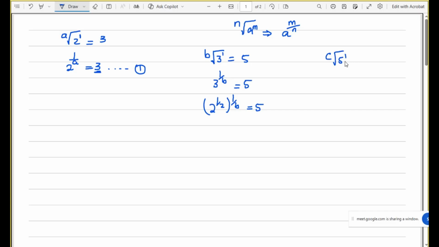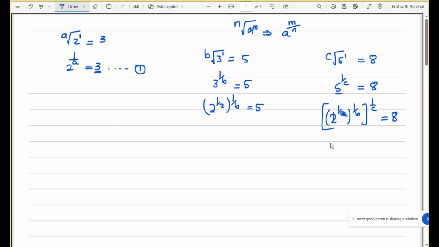Nice. Then the next one, it's the c-th root of 5. We know that this is 5 to the power 1 over c, and this is equal to 8. But we know what 5 equals. So where there's 5, I'm just going to substitute 2 to the power 1 over 2, close the bracket, then to the power 1 over b, and then everything is to the power 1 over c. This is equal to 8. Do you understand? Yes.